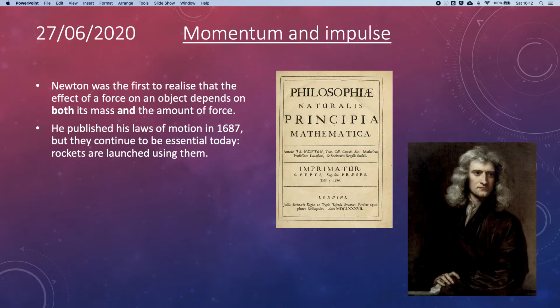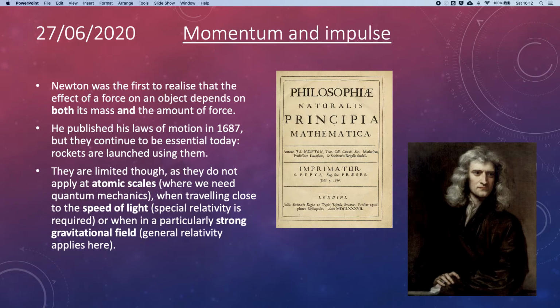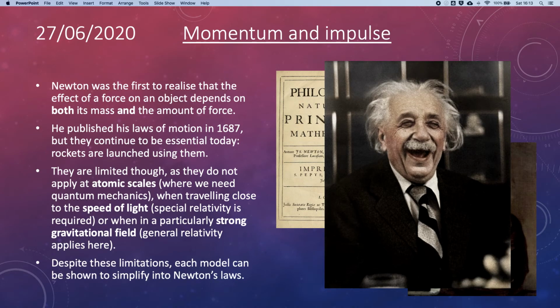They're as accurate as they need to be for most things, except atomic scales. We can't use Newton's laws at atomic scales. We need quantum mechanics instead. We can't use them when we're travelling close to the speed of light, because we need special relativity then for high speeds. And we can't use it in particularly strong gravitational fields. That is where general relativity applies. So really in both cases we need Einstein's theories of relativity. Despite the limitations, each of those models, quantum mechanics and special and general relativity, can be shown to simplify into Newton's laws.